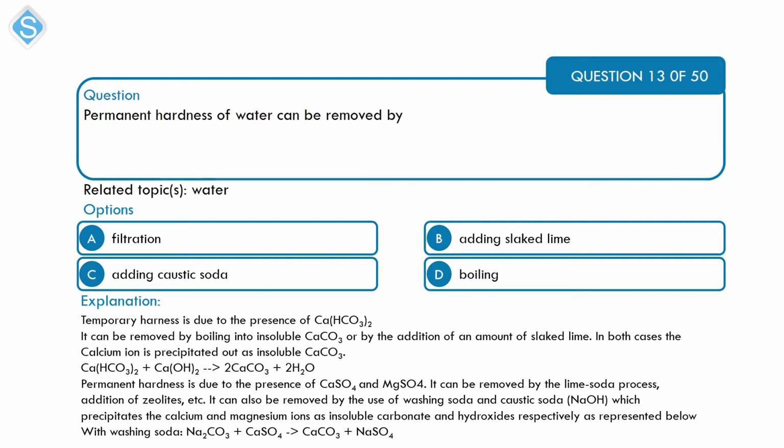However, this is not the case here, because we are dealing with permanent hardness of water. Now, permanent hardness of water is due to the presence of calcium ion and magnesium ion in form of tetraoxosulfate, and this can be removed by the addition of zeolite, by the lime soda process, or by the use of washing soda and caustic soda. That's the sodium hydroxide. So that makes option C here correct.